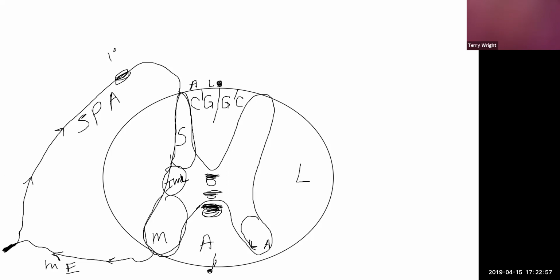Here is a posterior ramus. It must be sensory and it must be afferent. This is motor coming out the front. It must be efferent. It must be motor. This is motor. This is sensory. Okay. That should cover the cord.